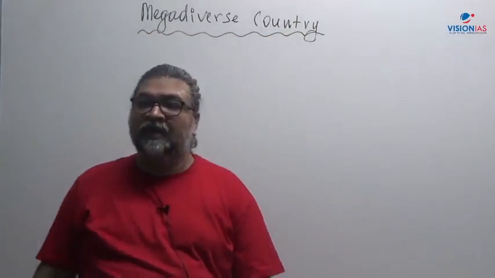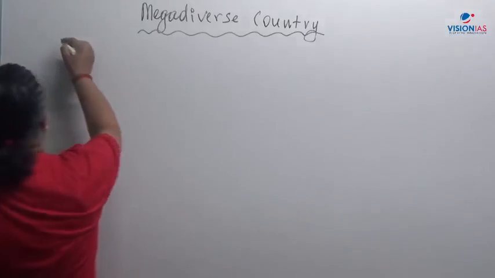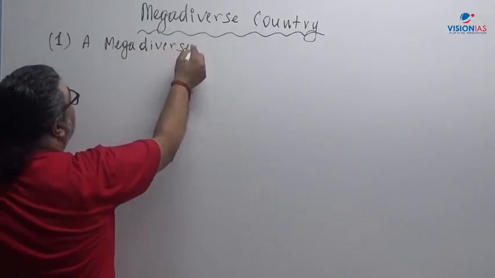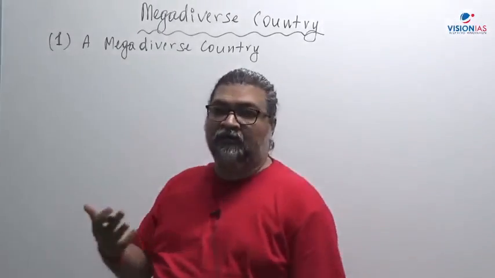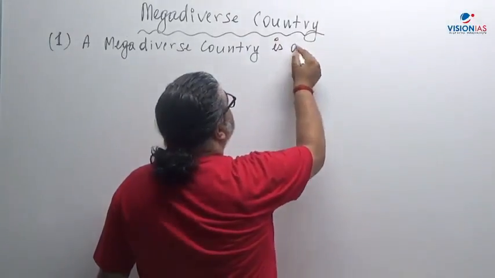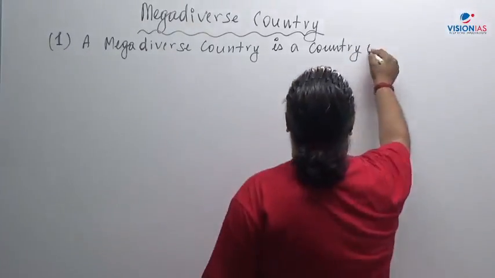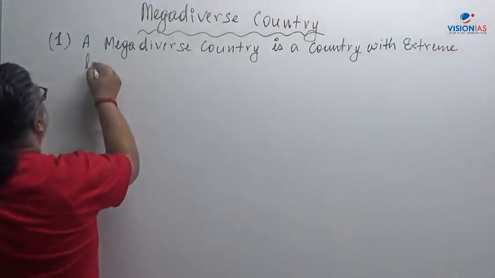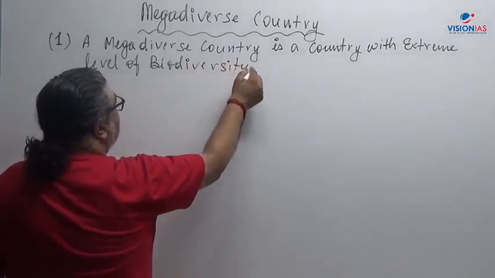What is the next concept here? Mega diverse country. This is another concept which comes from the conservation point of view. Now what is a mega diverse country? When you are talking about biodiversity hotspot, it only consists of a biogeographic region, which can be a part of one country or more than one country can be part of it. But when you talk about country specific, entire country itself. So a mega diverse country is a country, and we are taking the entire nation, entire country we are talking about. It's a country with extreme level of biodiversity.